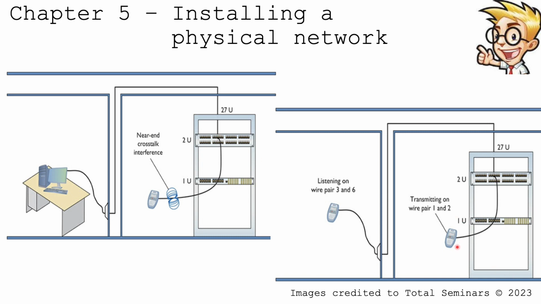So if we put a cable tester on each end, listening on 1 and 2, listening on 3 and 6, we can see here that there's some crosstalk going to this particular cable here. So that's far-ended, on the other end, versus being near-ended, which is happening close to you.